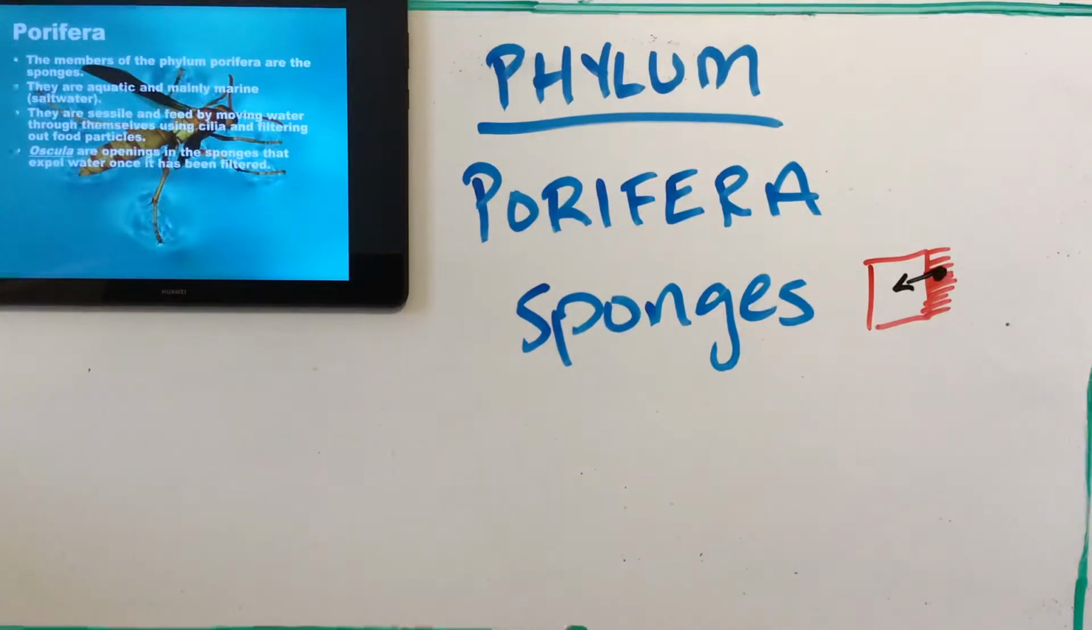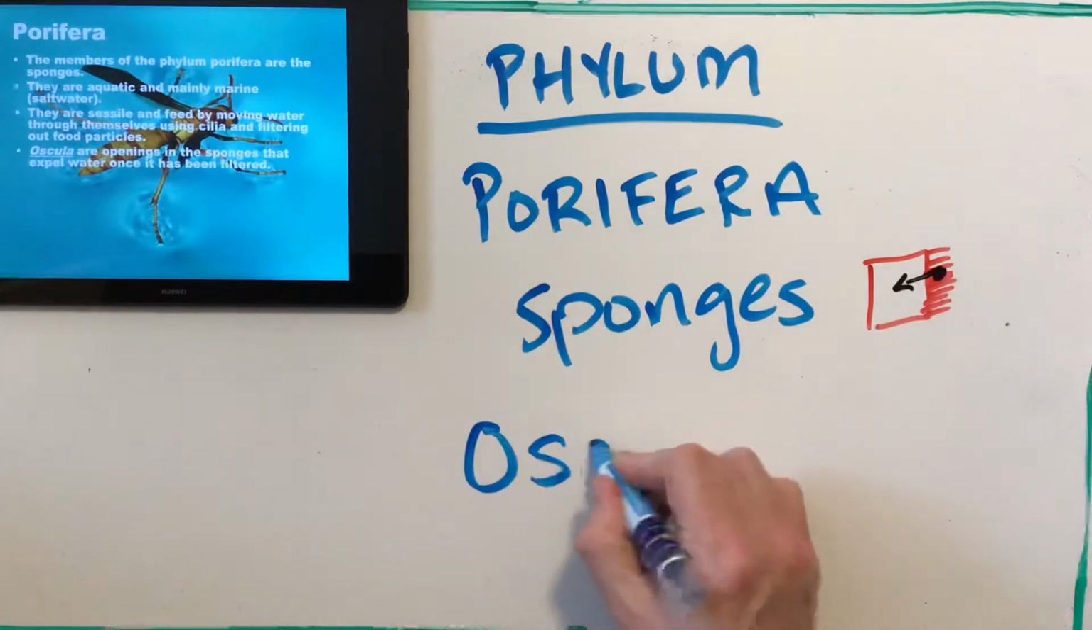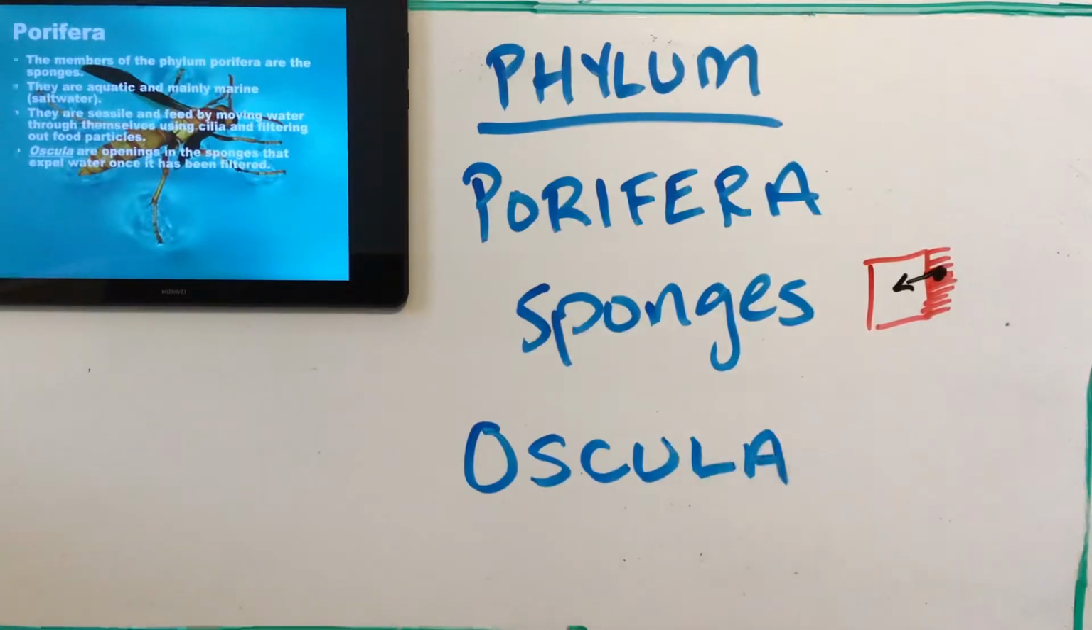Here's our characteristic, oscula. Oscula are openings in the sponges that the water can come in. They can expel the water back out once it's been filtered, right? So they're the openings that can expel the water once everything's been filtered out of it.